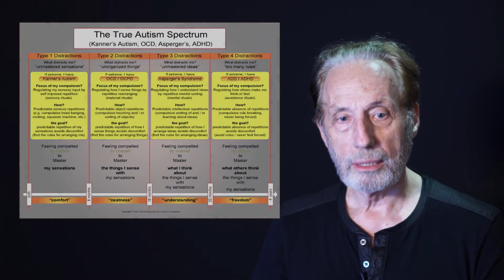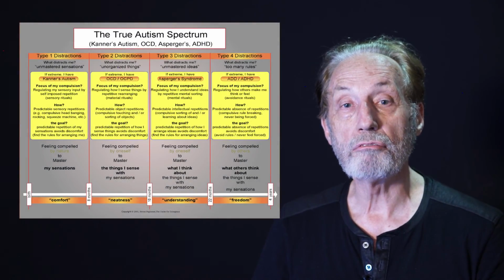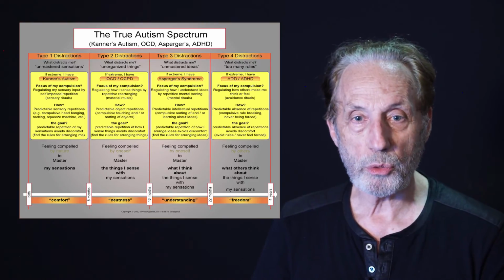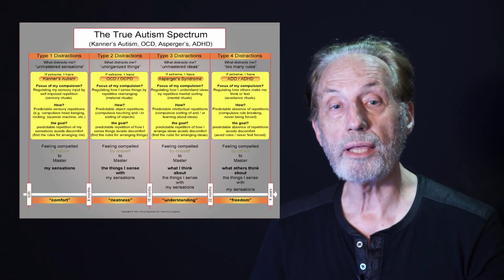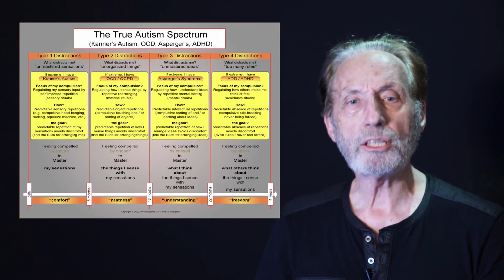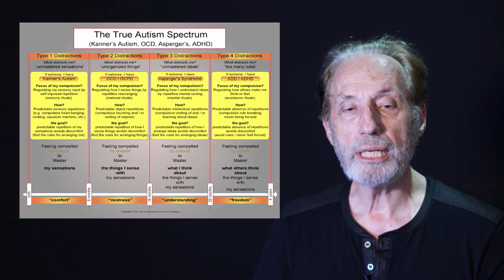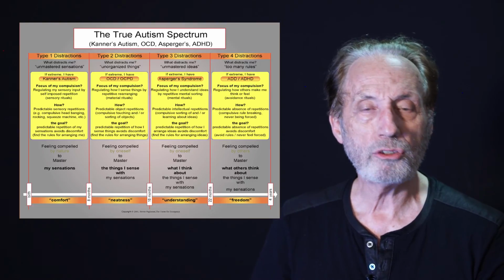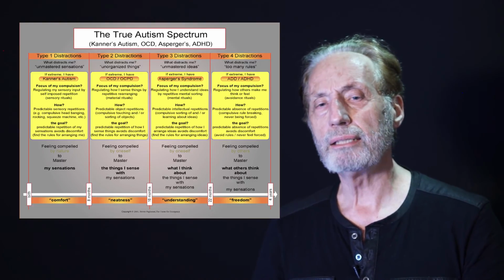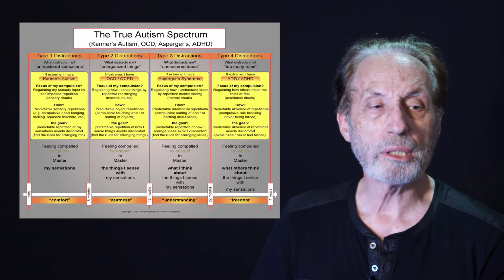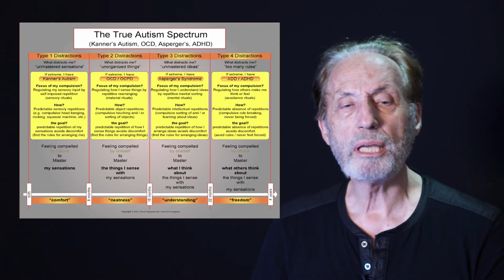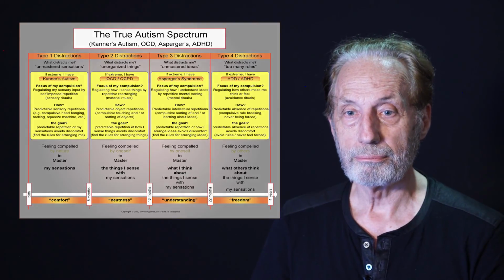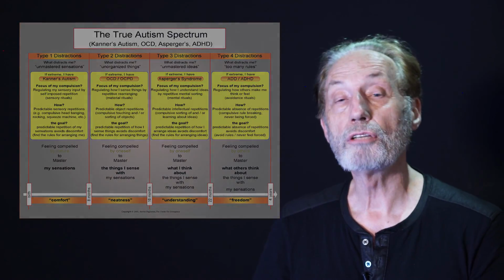Causes Autism, which is an incomplete mastery of the five senses. OCD, which is an incomplete mastery of the arrangement of the things you sense. Asperger's, which is an incomplete mastery of the arrangement of the meanings of the things you sense. And ADD, which is an incomplete mastery of the idea of learning itself. These are the four autisms.